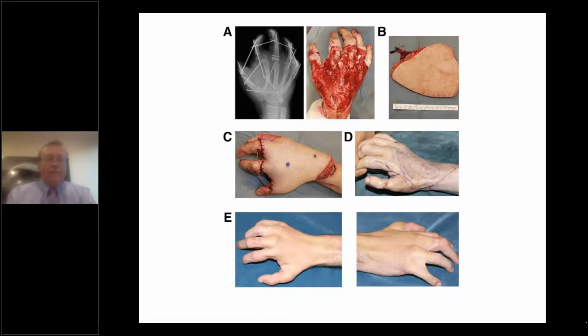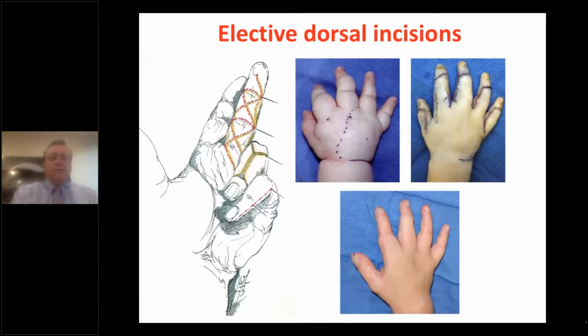It, like the previous case, provides ideal coverage. It's thin, it's mobile. It allows gliding of the underlying tendons and movement of the underlying joints, and also a good milieu for doing the secondary extensor tendon grafts, and I think he also had some bone grafts. Now, elective dorsal incisions. What can go wrong? The points I'm going to bring up are things that both our orthopedic and plastic surgery residents repeatedly, year after year, come back and say, gee, that was really good.